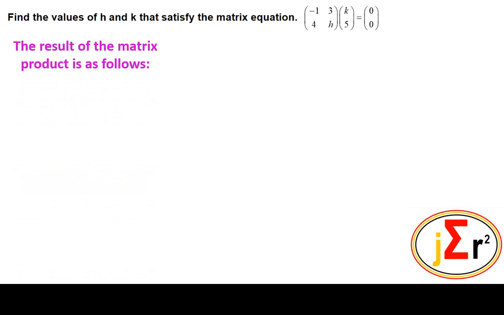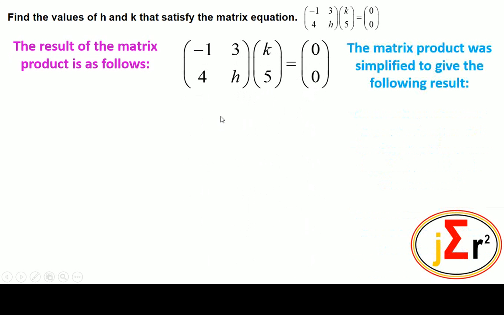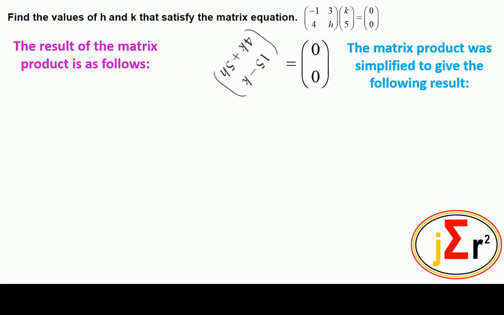Now we are going to rewrite the product here just for the sake of our animation. The result of the matrix product is as follows. We have the exact matrix product there, and what we need to do is multiply this matrix by this one, and that was already done. The matrix product was simplified to give the following result. That matrix product, which is the original matrix product, was simplified to give 15 minus k, 4k plus 5h.